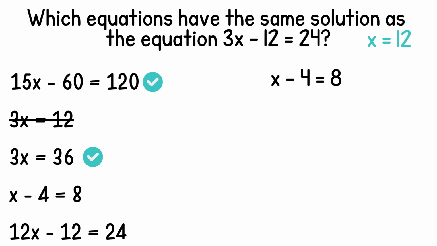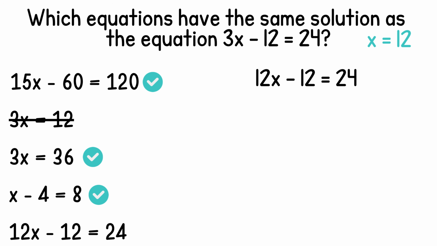Now let's look at x minus 4 equals 8. We'll solve for x by adding 4 to both sides. This gives us x equals 12, and this matches our original solution. So this is another equivalent equation.